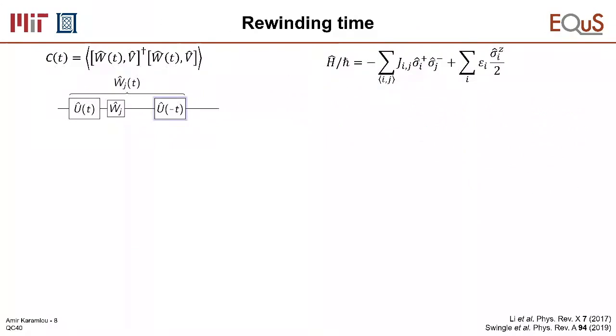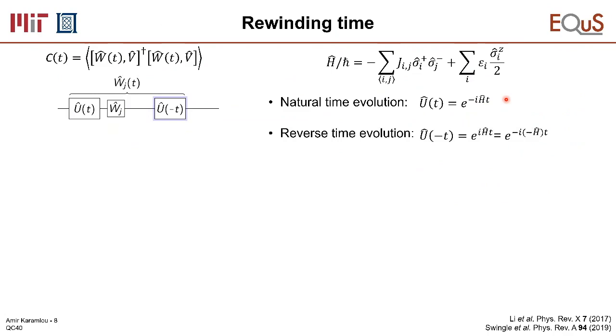The Hamiltonian for the hardcore Bose-Hubbard lattice is depicted up here. The system evolves under the natural time evolution U, which is equal to e to the power of negative iHt. To reverse the time evolution, we need to realize evolution under e to the iHt, so no negative sign. We can do that by effectively reversing the sign of the Hamiltonian.